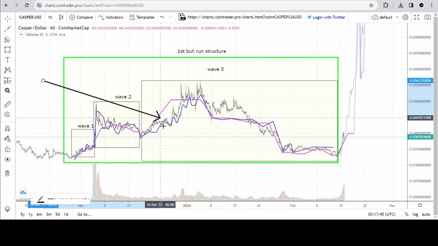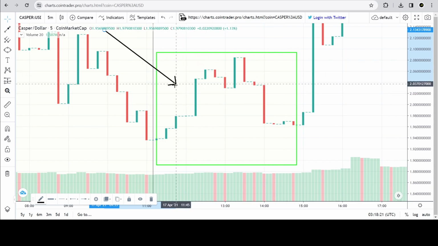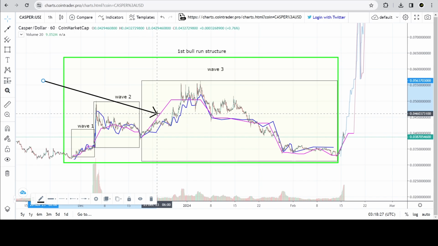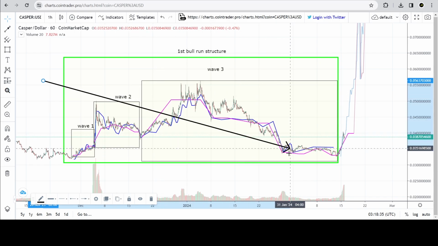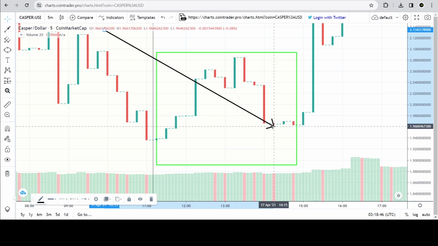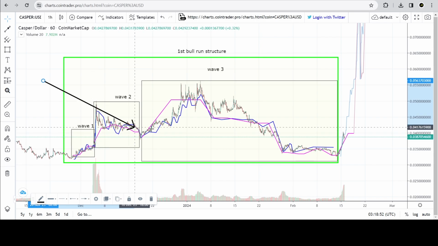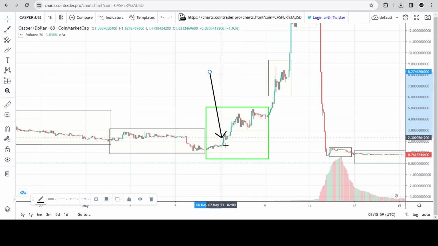Now, what are these two fractals right here on this chart? Well, the pink one is from the second iteration of the Casper bull run structure, and as you can see, it does resemble this structure. I would say the closest, especially with this crash that took place. This crash went all the way down into wave 1 zone, just as this one did in this fractal right here. The blue fractal is the most recent iteration of this structure, and that took place over here.